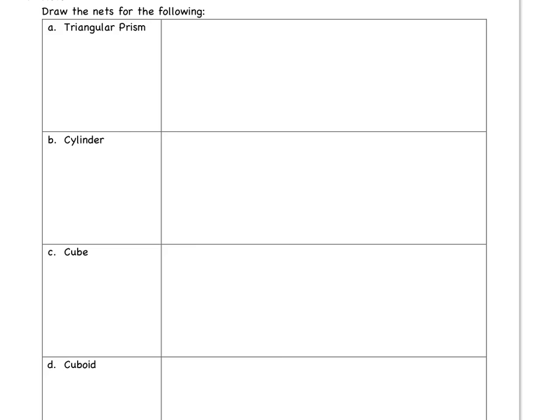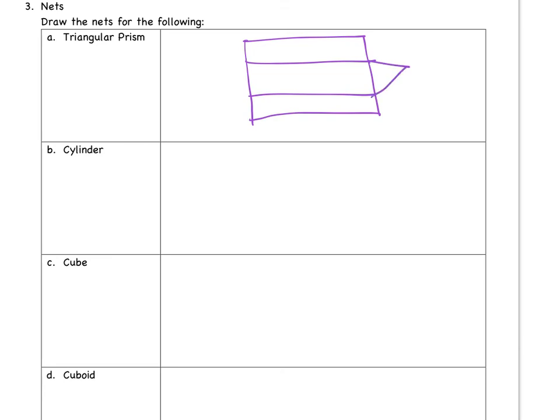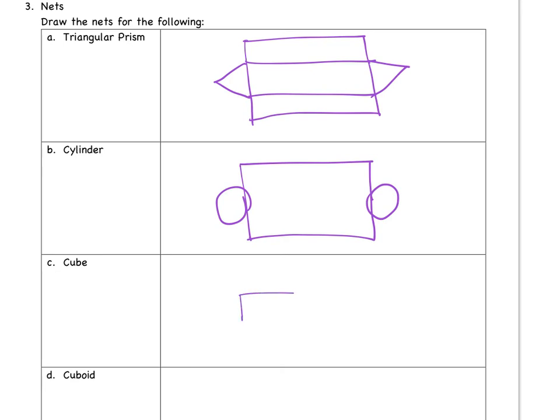Okay, so for the last piece, they want the nets of the different shapes. We know a triangular prism will have 3 rectangles and a triangle, 2 matching triangles on the end. We know that a cylinder has 1 big rectangle and 2 identical circles to the end. We know that there are several ways to draw a cube. The most common one is 4 squares and 2 squares sticking out to the side.